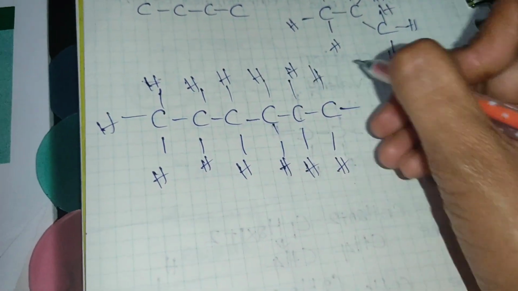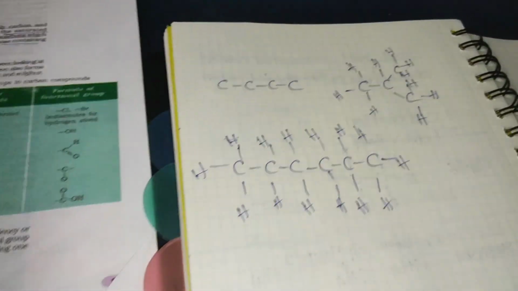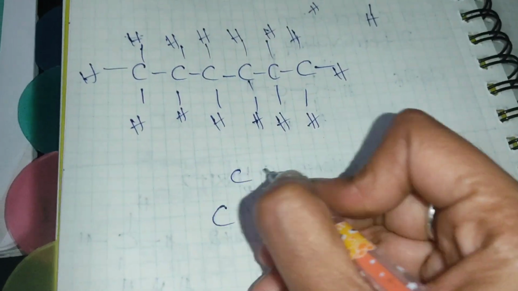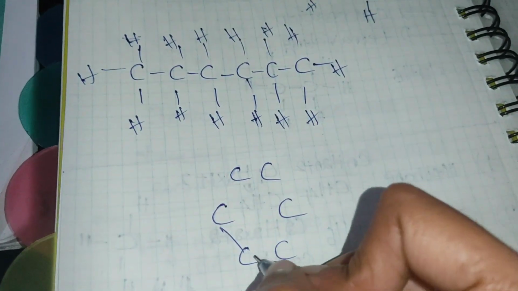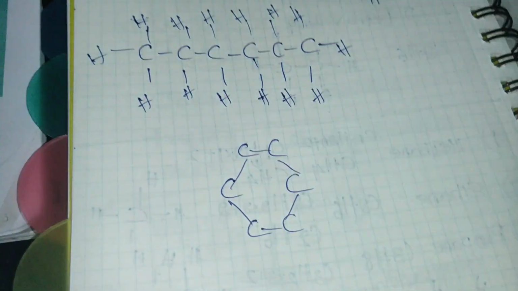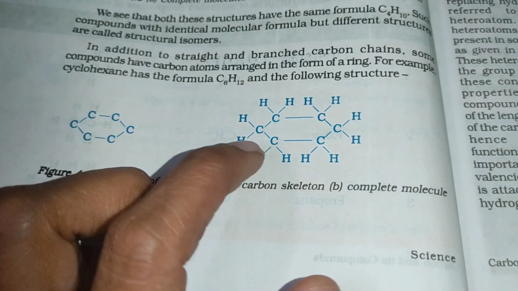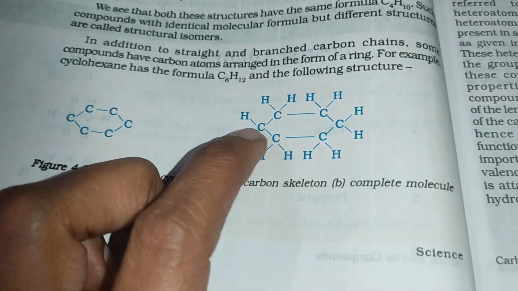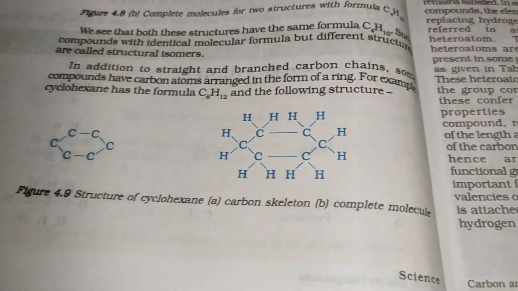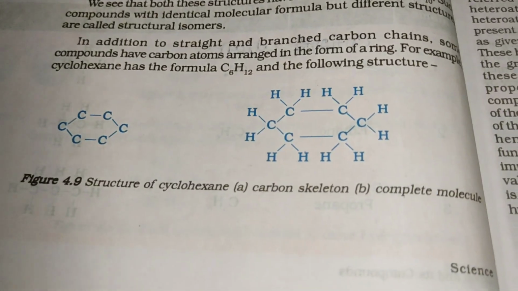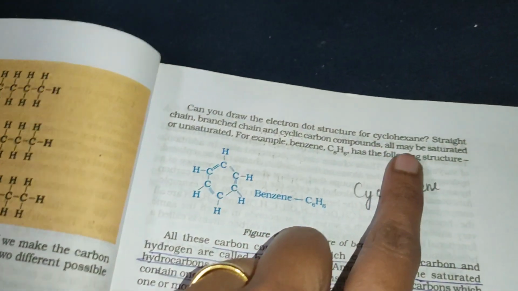So even we can write it as a ring structure. How to write a ring structure? Let's see. So these 6 carbon atoms, 1, 2, 3, 4, 5, 6. Like this we can write and fill the hydrogens like this. So 1 carbon is bonded with 2 hydrogen atoms, so that its bond is satisfied. So this 2, 3, 4. So tetravalency is matched. So this is cyclohexane. So next, can you draw the electron dot structure for cyclohexane?